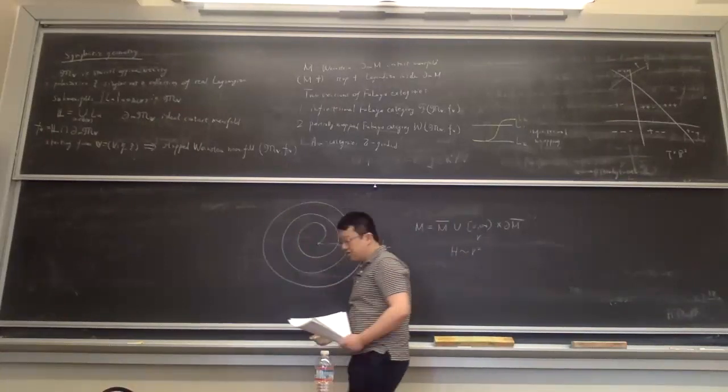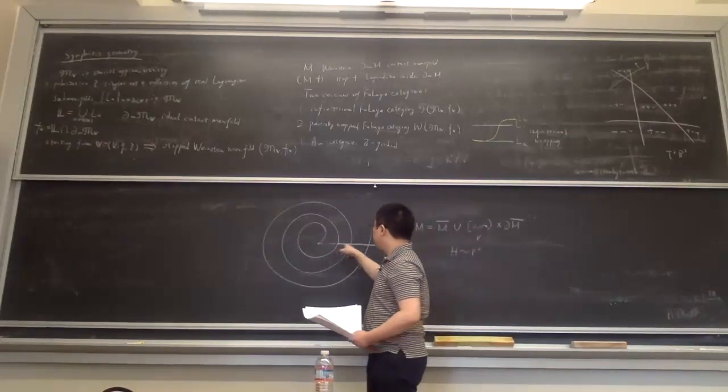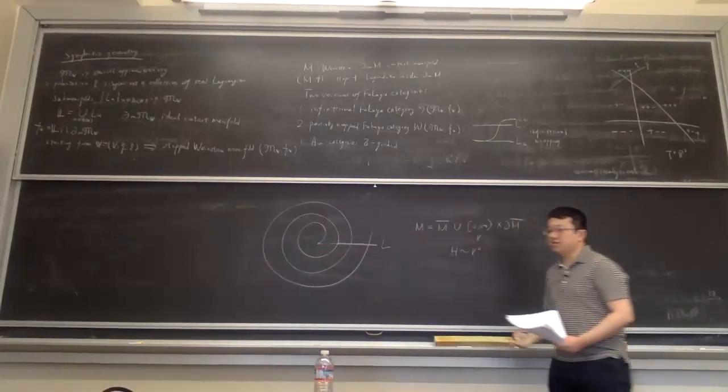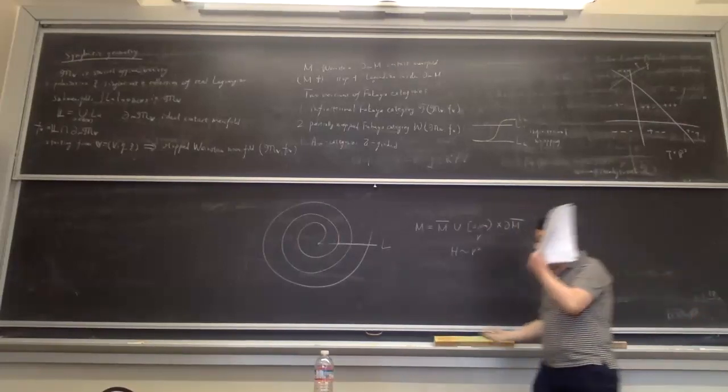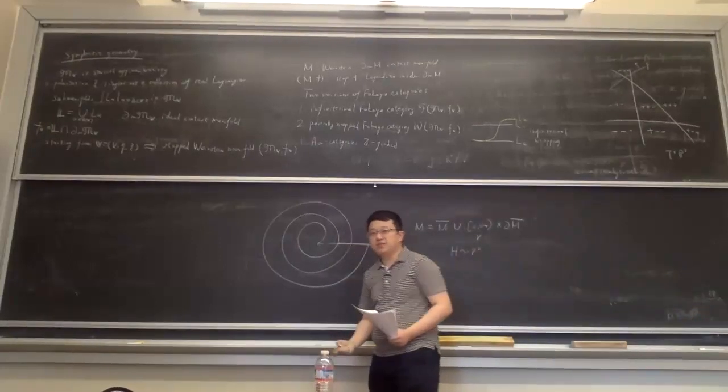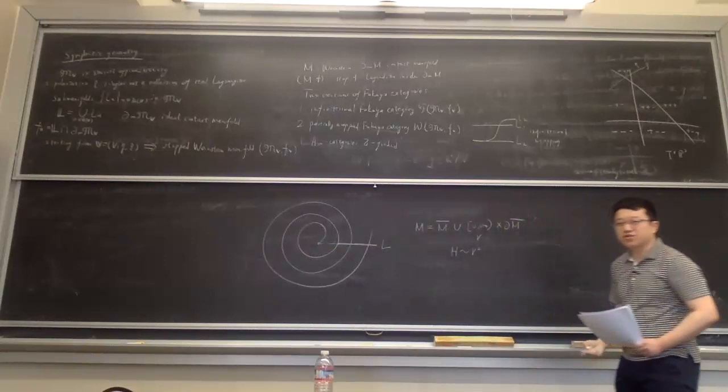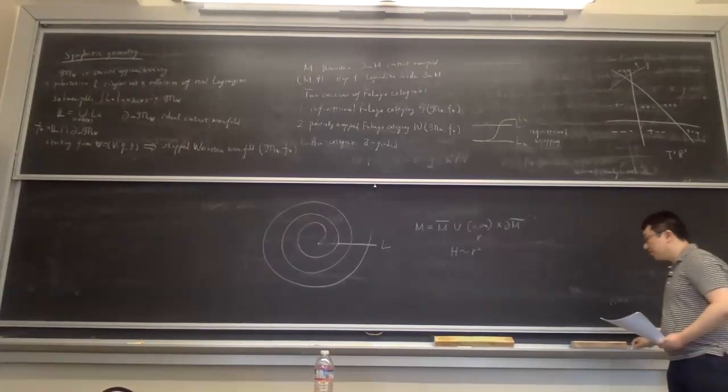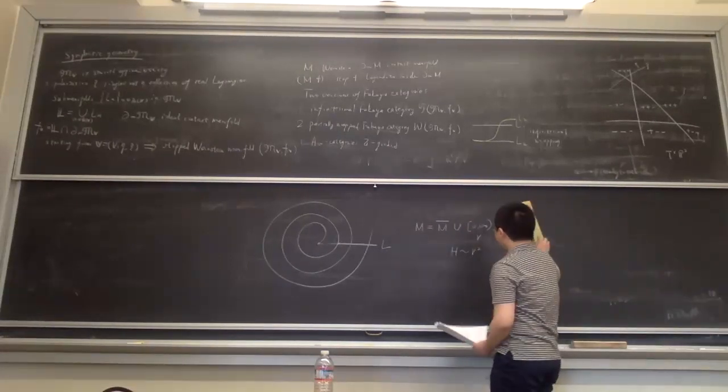So you have infinitely many generators created by this wrapping because your Hamiltonian is non-compactly supported. And all these intersection points are going to give you generators of your Floer cohomology. So this wrapping basically means this.